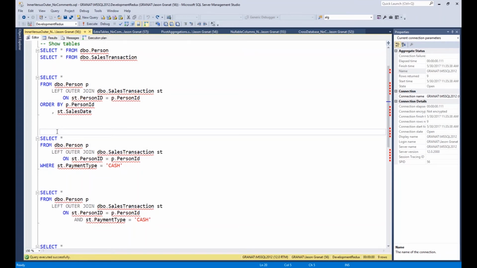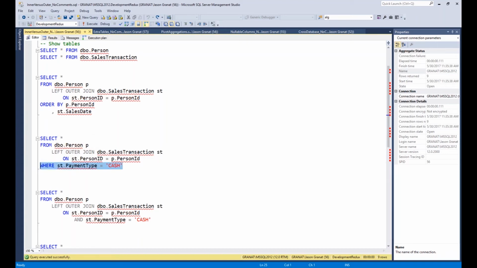So let's say I was only interested in the cash related transactions. There have been times where I've been working with T-SQL, things that I've worked with, things that others have worked with, and I've seen things like this. So the first question that we have as we're walking through it: I've got my person table, I'm going to left outer join my sales transaction. I'm interested in all the people, and if they have sales transactions, I want to join those, right?